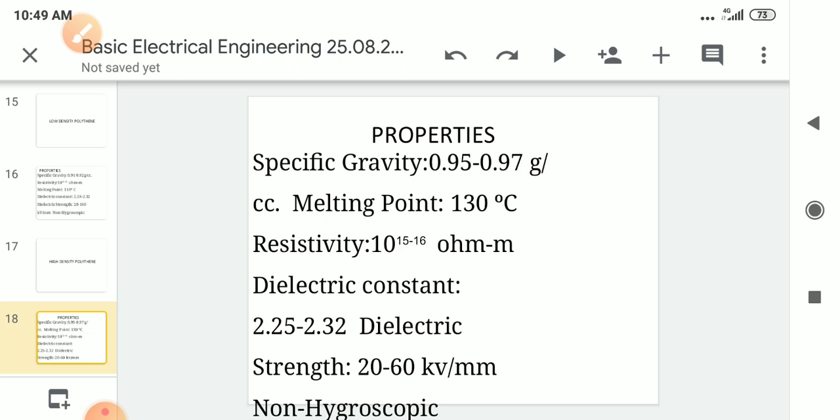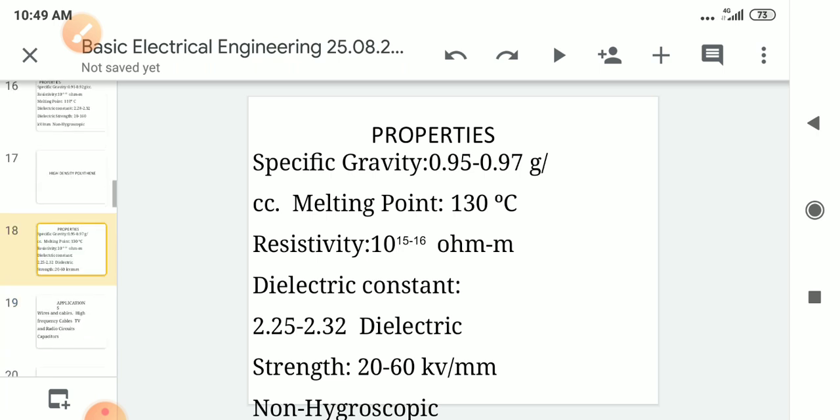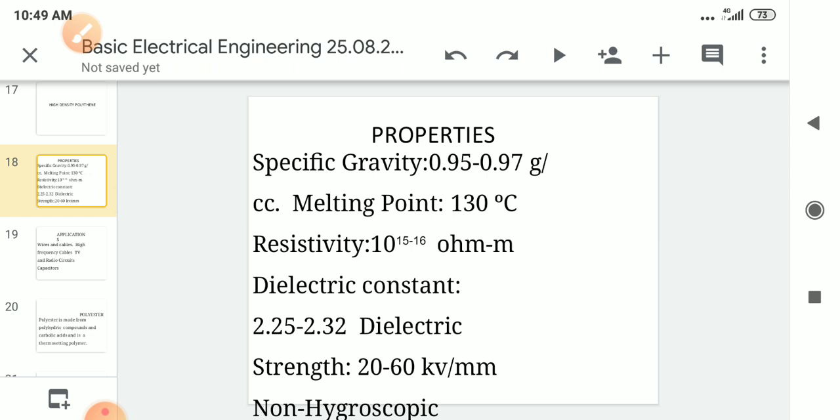Resistivity is the same, like 10 to the power of 15 to 16 ohm meter, a high resistivity material. Dielectric constant is 2.25 to 2.32. Dielectric strength is 20 to 60 kV per mm, and it's non-hygroscopic in nature. So up to now we have learned about the polythene low and high density types.